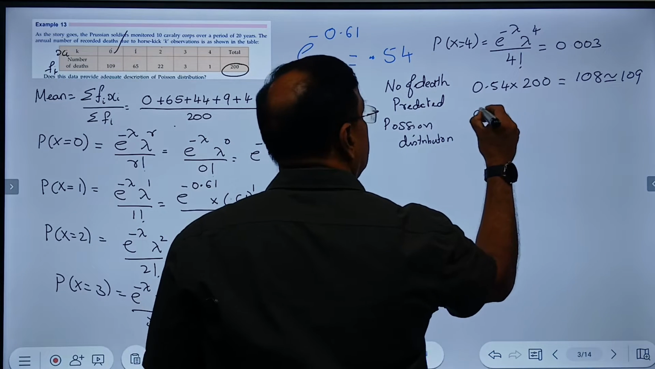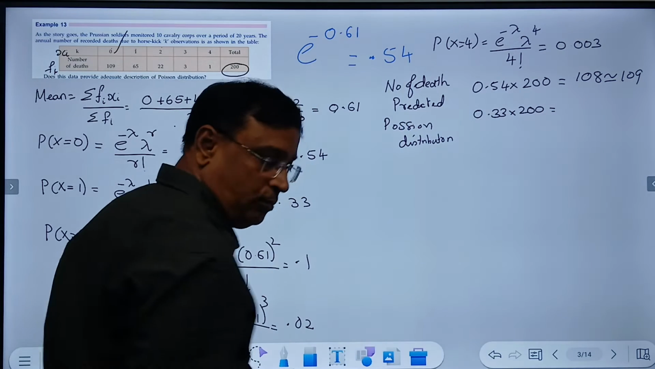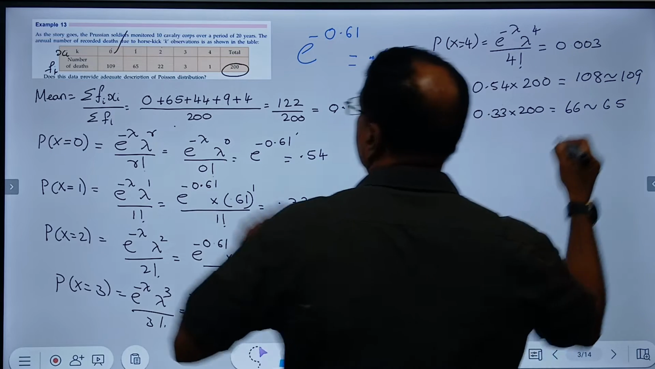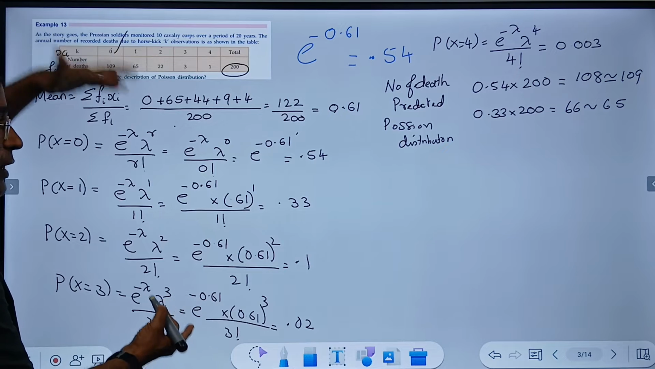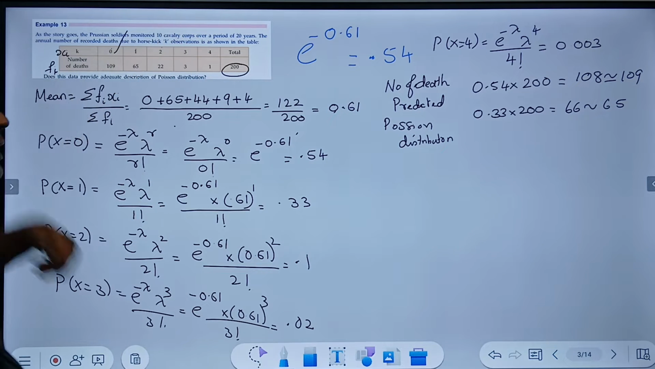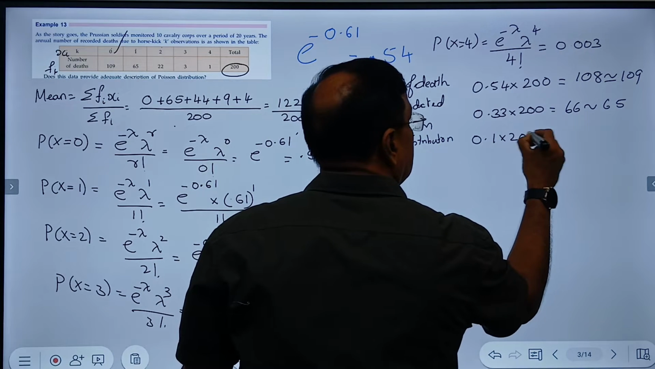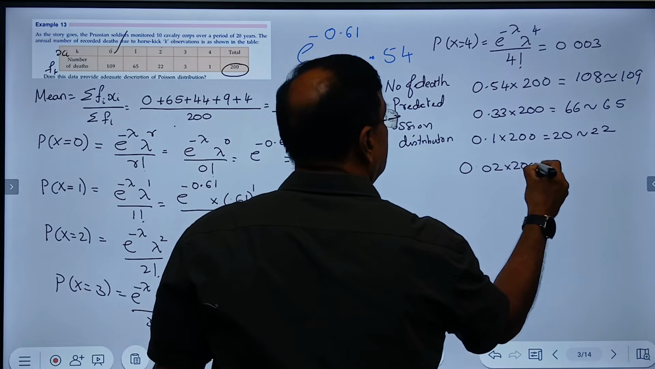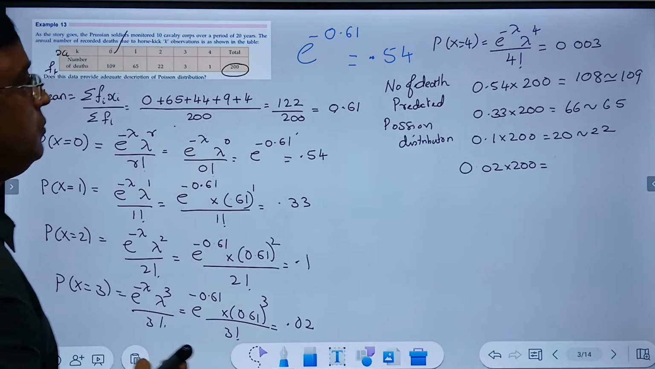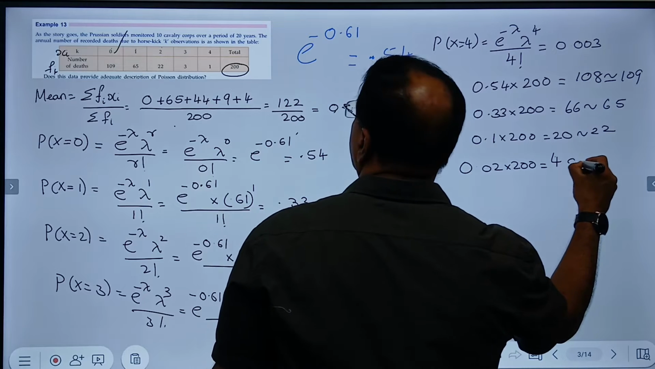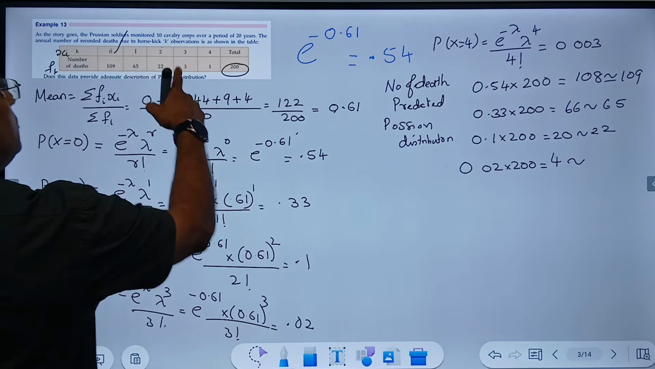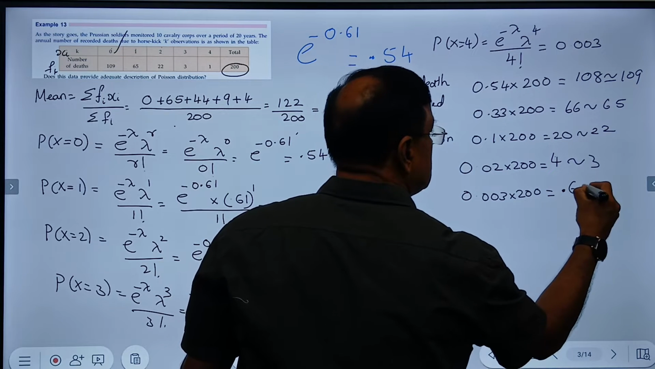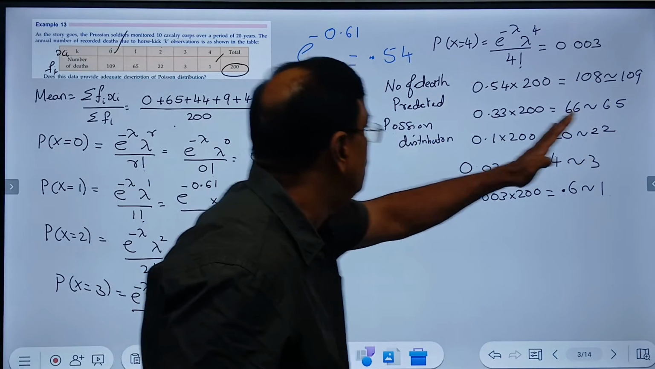Then I do 0.33 with 200. What do I get? 0.33 with 200 gives me 66, which is approximately 65. So for one also it works. The one which I am predicting using Poisson distribution matches with the observation that we have. Now 0.1 into 200 is 20, and it is almost there, 22. Then 0.02 with 200 is like 4, almost equal to 3. And finally 0.003 with 200 gives you 0.6, which is approximately equal to 1. So these values are almost identical with this, correct?